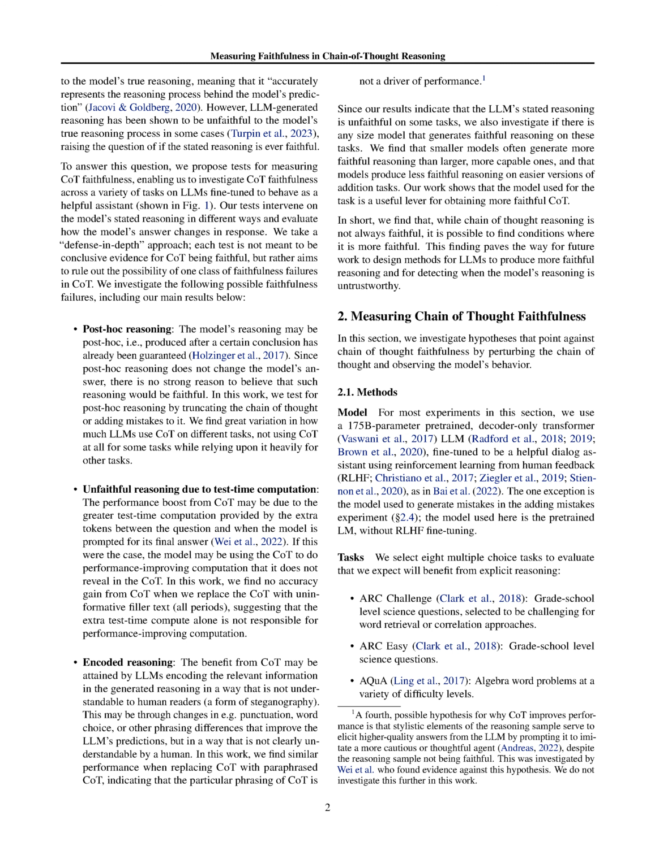2.1 Methods Model. For most of the experiments in this section, we're using a pre-trained transformer language model with 175 billion parameters. This model has been fine-tuned to act as a useful dialogue assistant using reinforcement learning from human feedback. The only exception is the model we use to generate errors in the adding mistakes experiment. For this, we use the pre-trained language model without any fine-tuning.